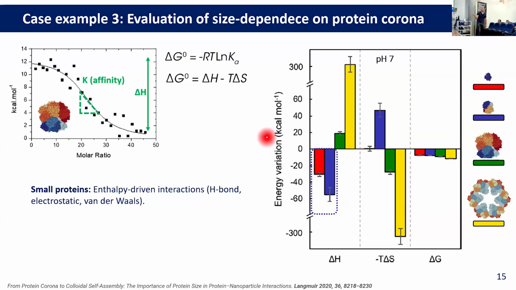Okay, so for small proteins, it looked like the binding was driven by interactions, by H-bond or electrostatic or van der Waals, even if we have some positive or negative contribution from the entropy, probably due to a loss of conformational freedom in the proteins when they are bound, in comparison to when they are free.